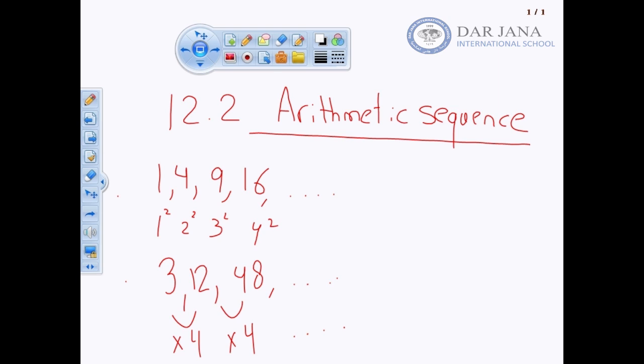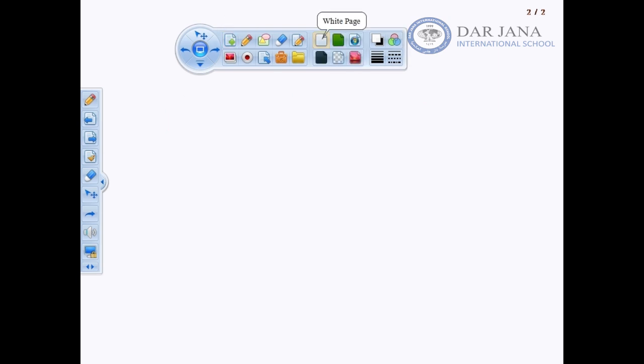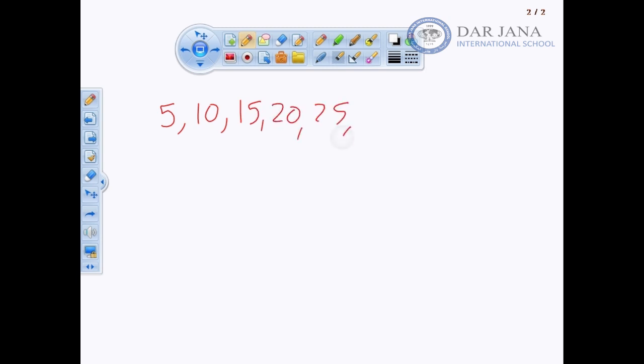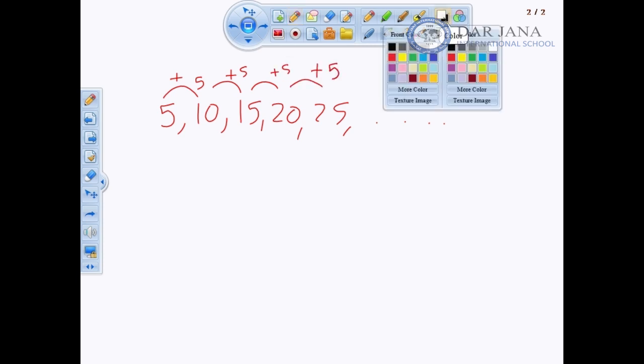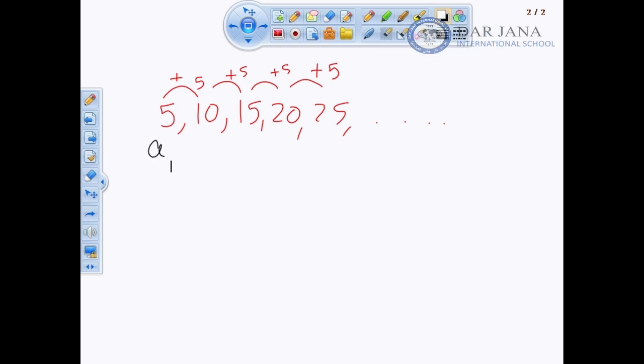But if we take another example, 5, 10, 15, 20, 25. Every time here, we see that we are adding 5 to each term. And we can call this A1, means the first term, second term A2, third term A3, and fourth term A4, and so on.